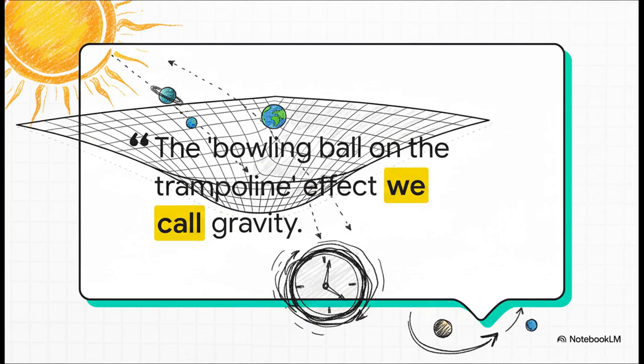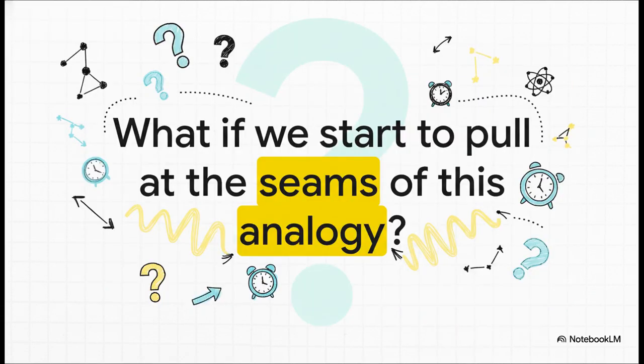You've got a heavy object, like the sun, making this big dip in spacetime, and planets like Earth are just rolling along the curve. It seems so simple, it feels right, and look, it's the bedrock of modern physics. But that's what science is all about, isn't it? Asking the next question. And what's so fascinating here is that a few simple, almost childlike questions can start to make this whole picture look a little shaky.